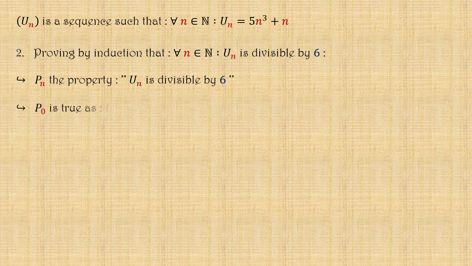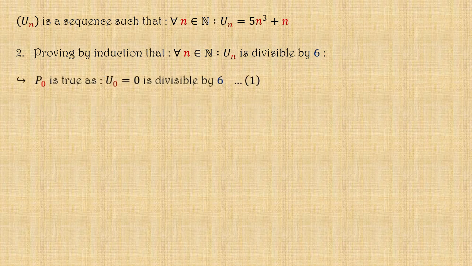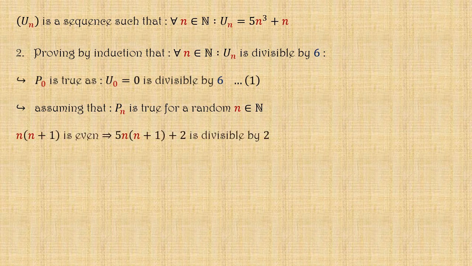So, for n equals 0, we have P_0 is true, as the term u_0, that equals 0, is divisible by 6. Let's mark this as assertion 1. Now supposing that our property P_n is true for a random natural number n. As the product of any two successive natural numbers, n and n plus 1, is even, then our number 5 times n(n+1) plus 2 is divisible by 2. So its multiplication by 3 will be divisible by 6, which equals 2 times 3.